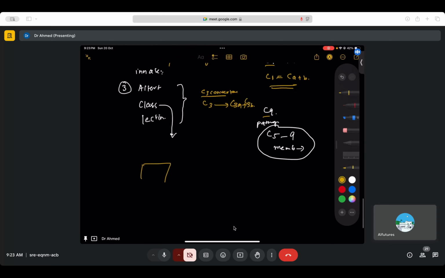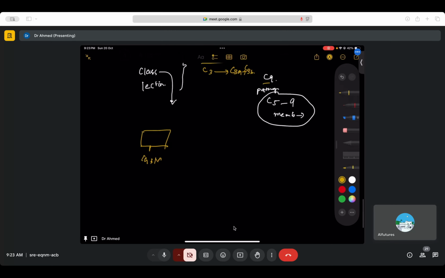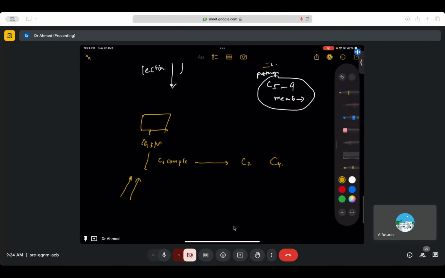Now let's discuss the classical pathway. For example, a pathogen enters your body. First of all, your IgG and IgM are going to tag it, and you can imagine it as opsonization. Your complement system is going to come here. First of all, your C1 is activated, the C1 complex. The C1 complex is going to activate your C2 and C4. Whenever they are activated, they are going to convert into A and B.